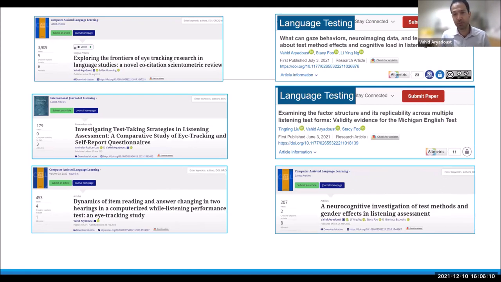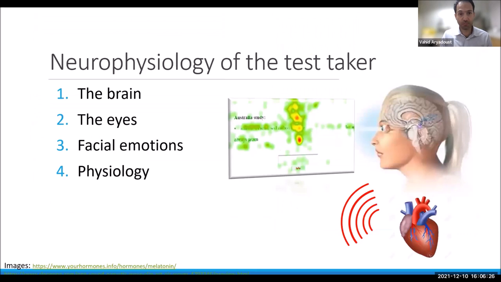This is the output of some part of the research that we have conducted and published in various journals. I'm going to present the conclusions that we have drawn from some of these studies, but also we'll try to elaborate on the challenges that we have encountered in these studies.